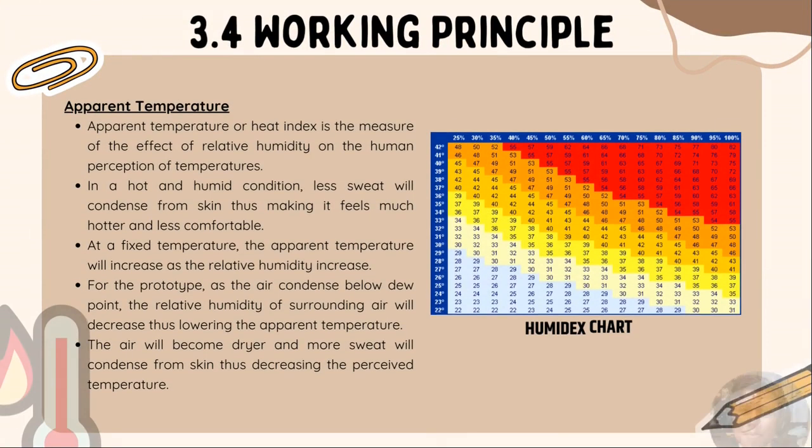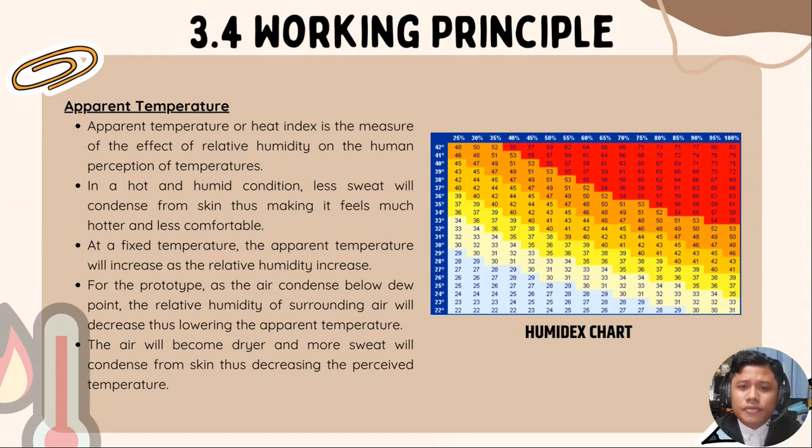The third one is apparent temperature. It is the temperature felt or perceived by humans that depends on surrounding temperature and relative humidity. The apparent temperature increases as humidity increases, thus making humans feel more uncomfortable. In our prototype, the condensed water will reduce the humidity of the air, thus lowering the apparent temperature.